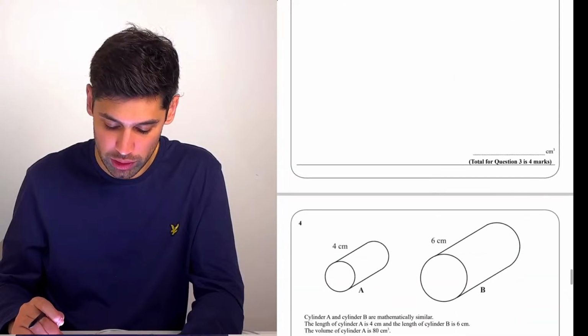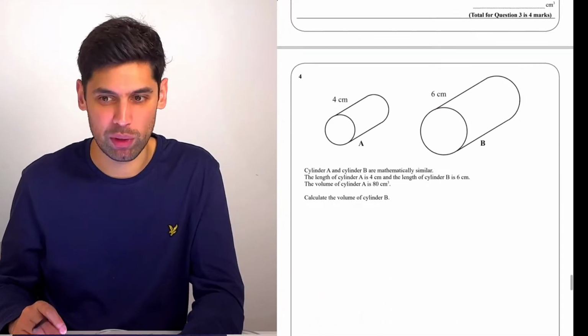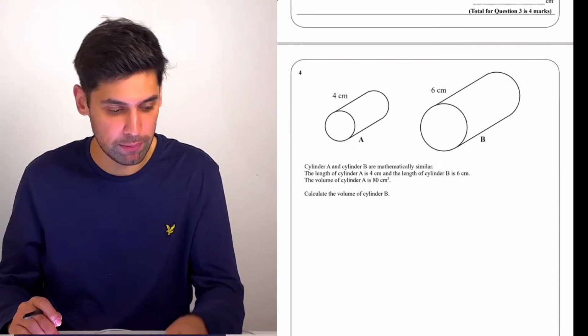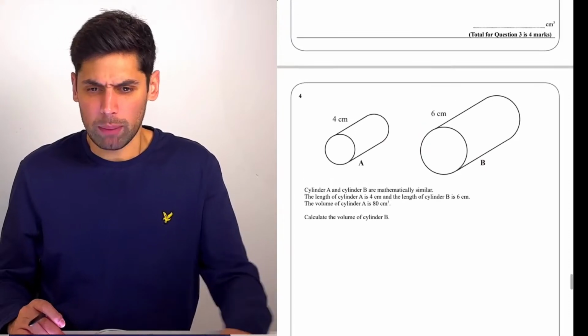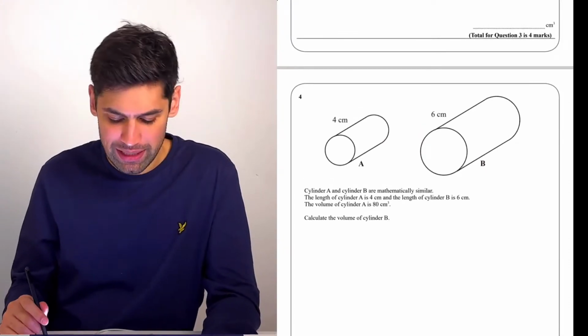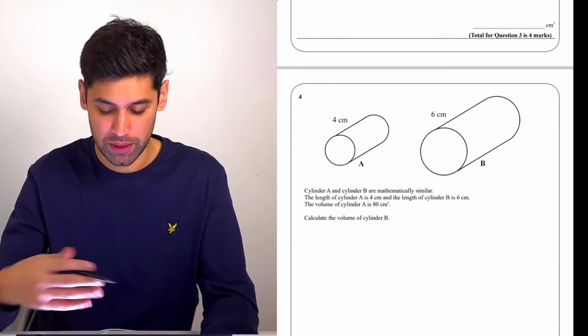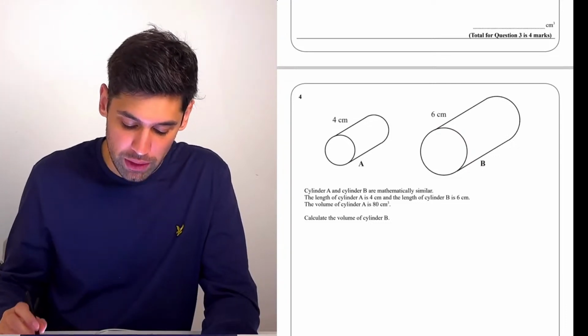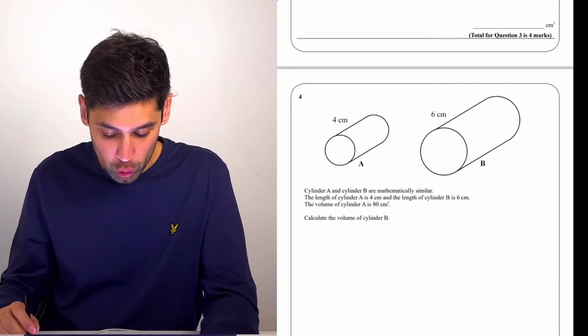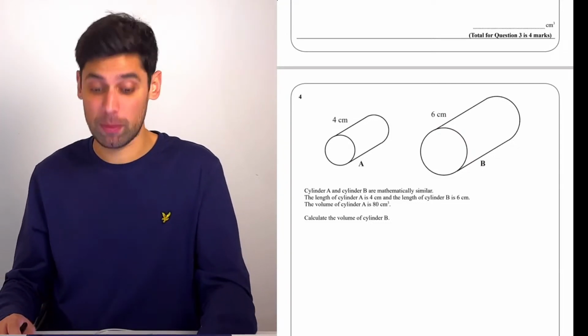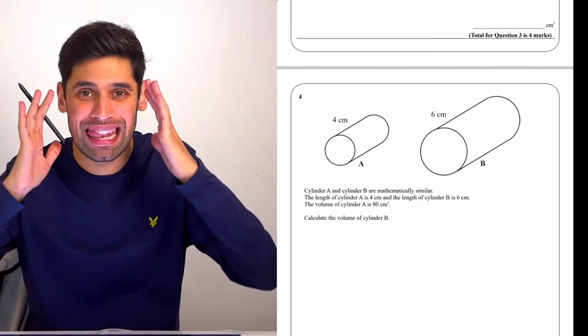This is a horrible question. We're not going to do that one. Maybe we'll come back to that one if we have time. But let's focus on this one instead. A couple more cylinders. Cylinder A and cylinder B are mathematically similar cylinders. The length of cylinder A is 4. The length of cylinder B is 6. So they're making it very clear that they're talking about lengths here.